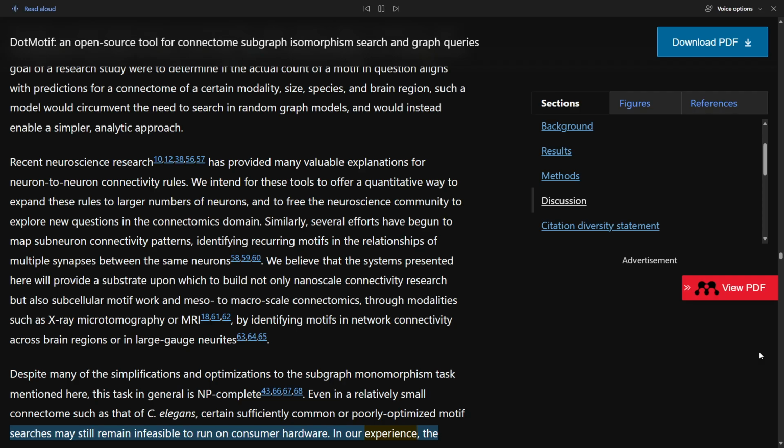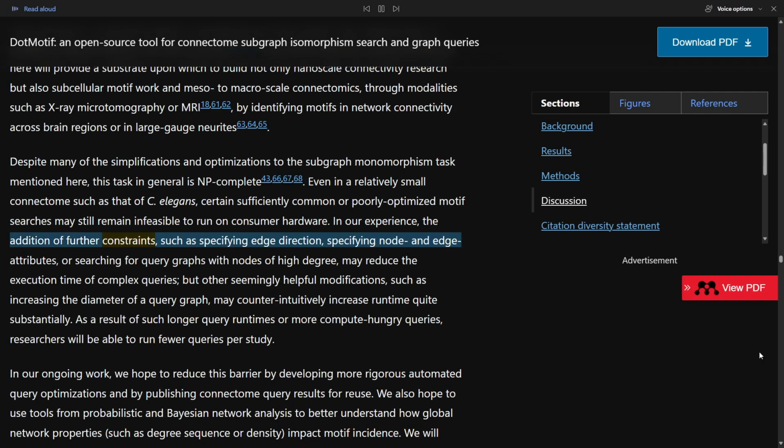In our experience, the addition of further constraints, such as specifying edge direction, specifying node and edge attributes, or searching for query graphs with nodes of high degree, may reduce the execution time of complex queries, but other seemingly helpful modifications, such as increasing the diameter of a query graph, may counterintuitively increase runtime quite substantially. As a result of such longer query runtimes or more compute-hungry queries, researchers will be able to run fewer queries per study.